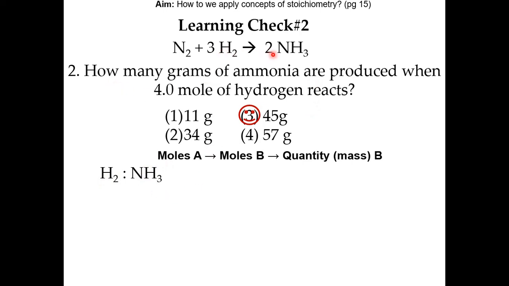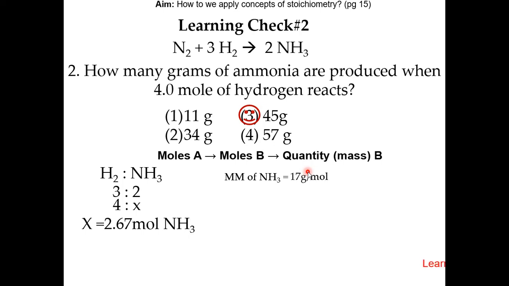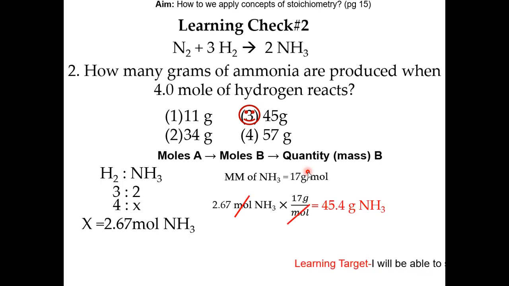Based off the chemical equation, the mole ratio between hydrogen and ammonia is 3 to 2. In the question, we have 4 moles of ammonia. When we cross multiply, we get 2.67 moles of ammonia produced. Now we have to convert the moles of ammonia to mass. To do that, we multiply it by the GFM of ammonia, which is 17. 2.67 times 17 gives us 45 grams of ammonia. So the answer is choice 3.